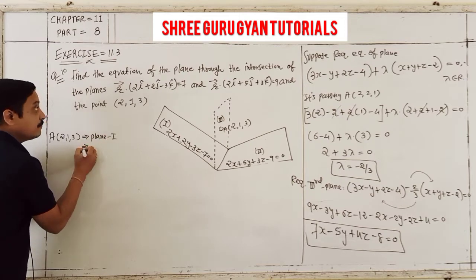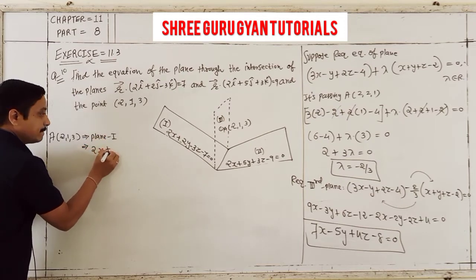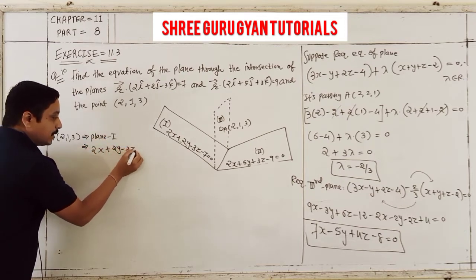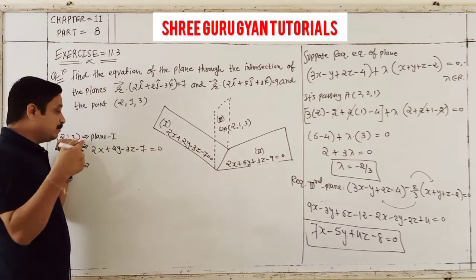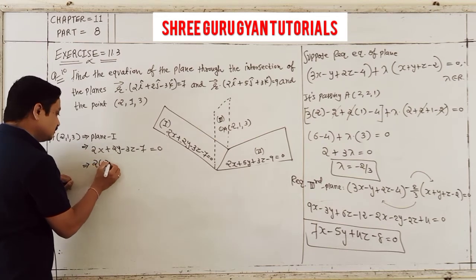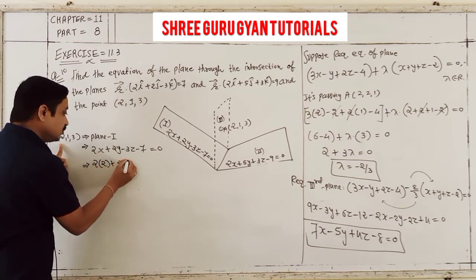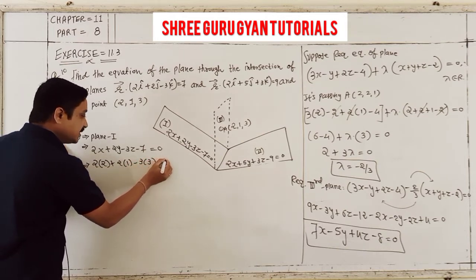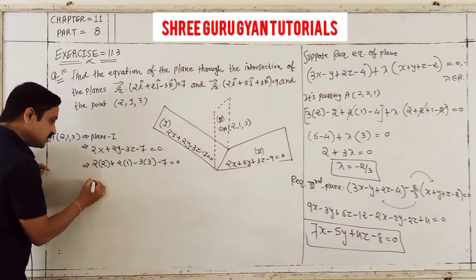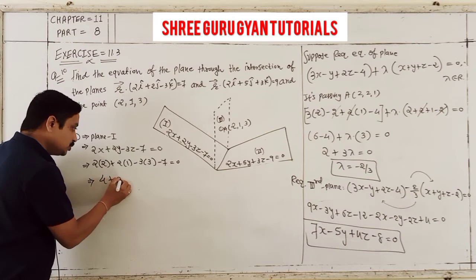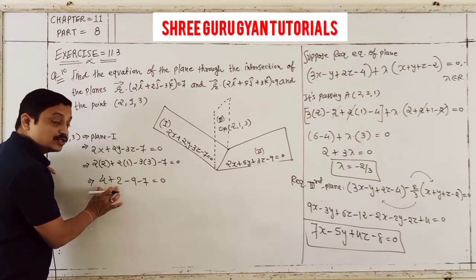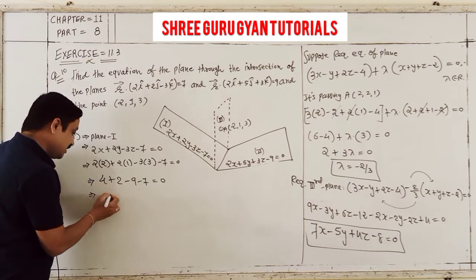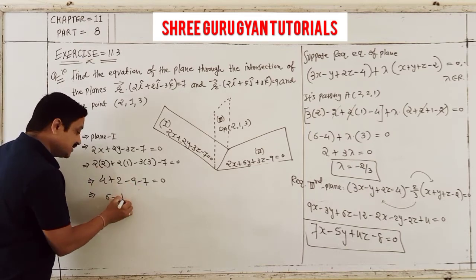Plane 1 is 2x plus 2y minus 3z minus 7, and you just put your 2, 1, 3 in place of x, y, z. Here x is 2, sorry, y is 1, z is 3. So your answer is 4, 2, minus 9, minus 7. Here 4 and 2 is 6, and here, students, 7 and 9 is 16.